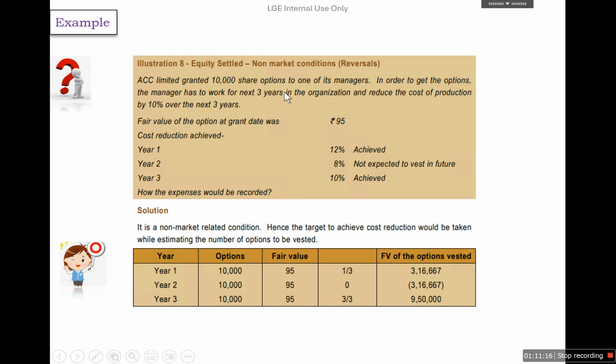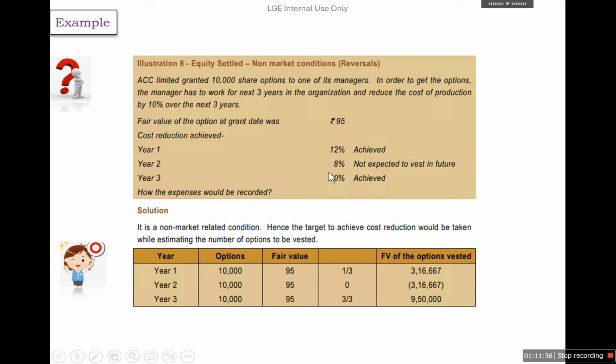ACC Limited granted 10,000 options to one of its managers. In order to get the option, the manager has to work for the next 3 years and reduce the cost of production by 10%. Fair value of option is 95. So in 1 year it is achieved. So 10,000 options, fair value of 95,000 and one third amount we have recognized.